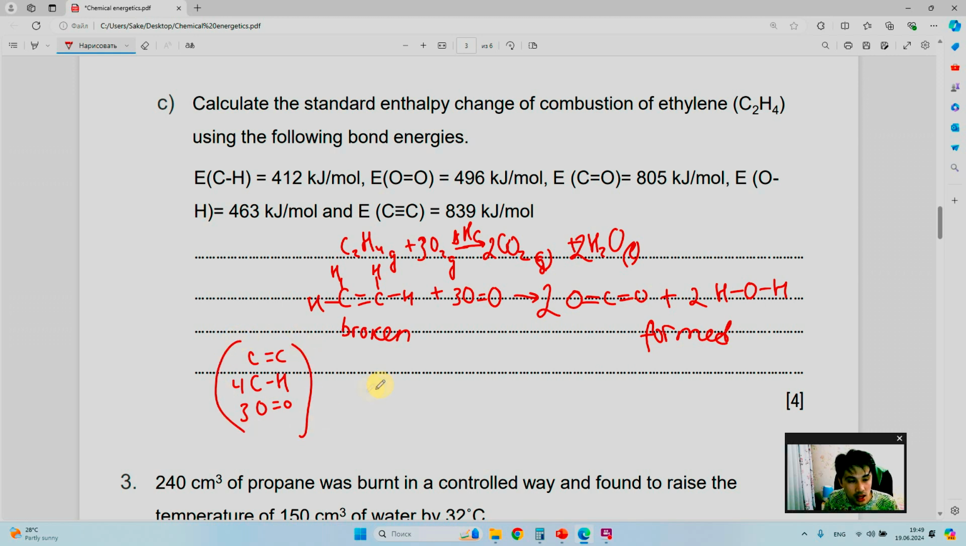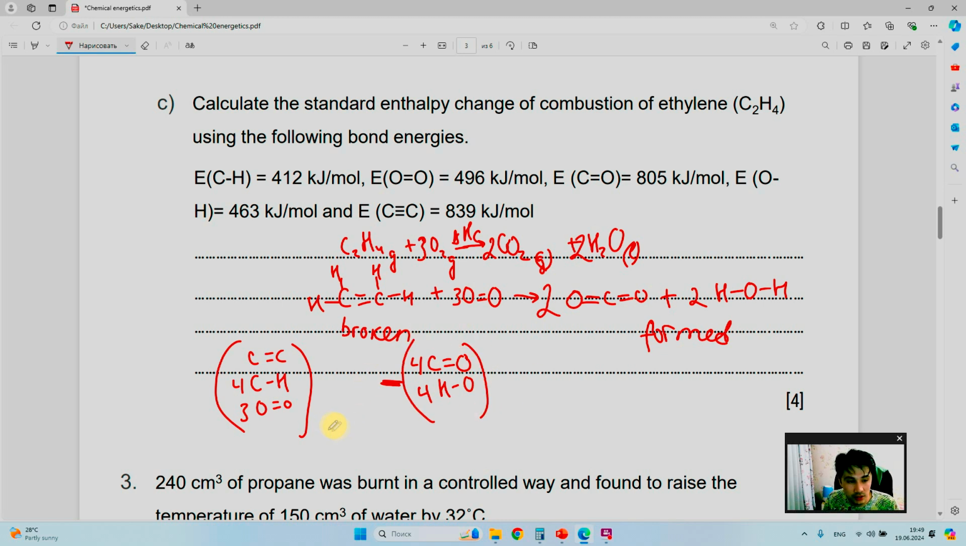Then for the formation process, we have carbon double bond oxygen bonds, and we have 2 bonds in one molecule, but we have 2 molecules of them, so it's 4 carbon double bond oxygen bonds. And we also have hydrogen and oxygen bonds. We have 1, 2, and multiplied by 2, it's again 4 bonds. And these bonds are formed, and this is an exothermic process, an enthalpy change with a negative sign, so we need to take them as a negative value.